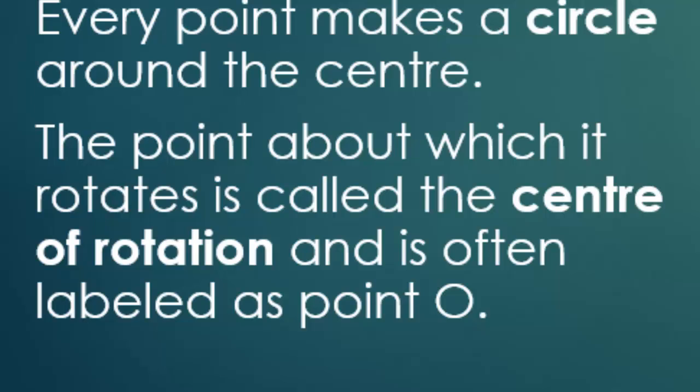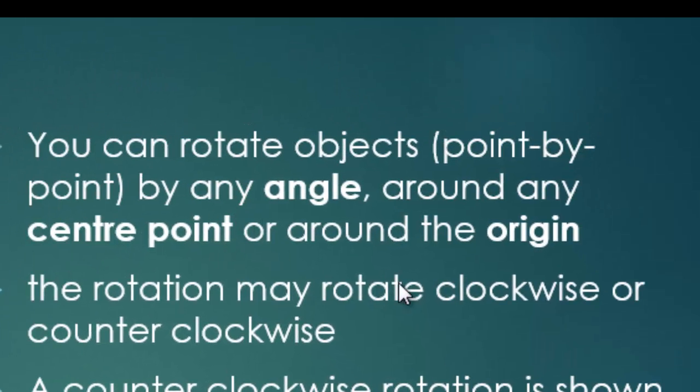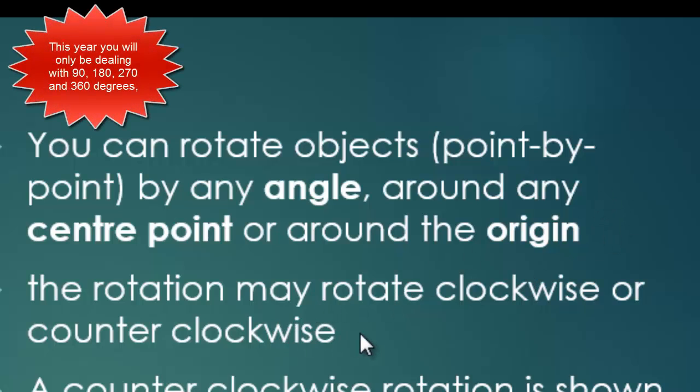Okay, so on your grid, when you have it all set up, the cross section where you have your 0,0 coordinate pair is considered your origin. And often where you center your rotation, if you're rotating around your point, you can just label that point as O. So we can rotate objects by any angle around any center point or around the origin, as I've mentioned. The rotation may be clockwise or counterclockwise, so you need to be aware.